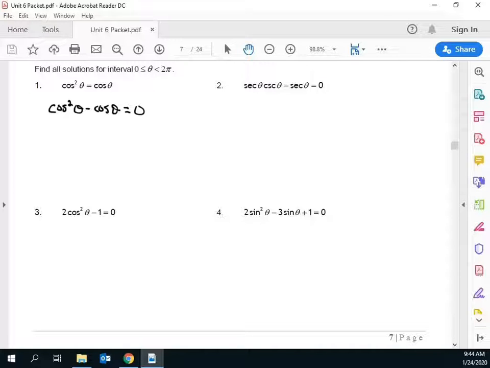How many terms are there, guys? 2. Good. Do both terms have something in common? What is it? So we're going to factor out cosine. GCF. Greatest common factor. We're going to take a GCF out.